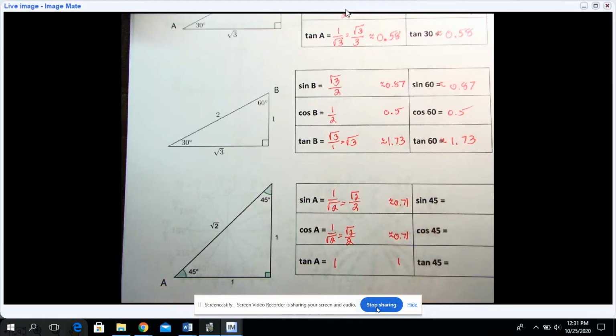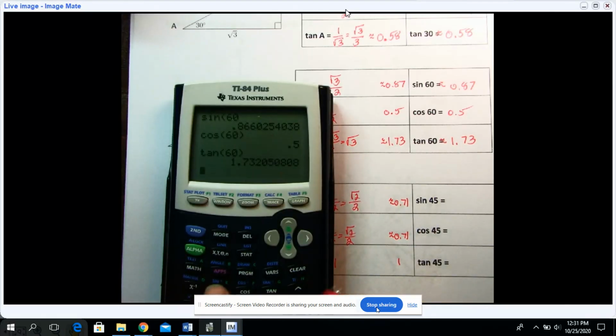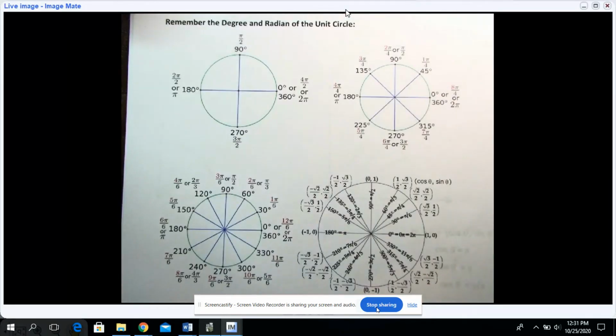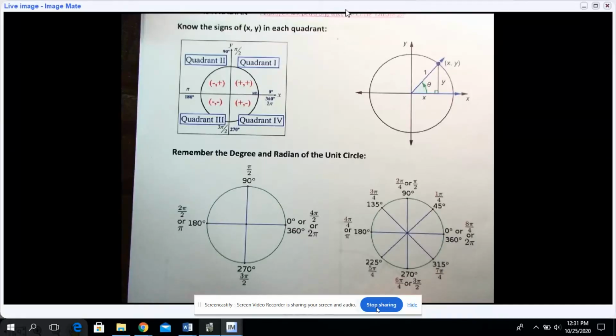So in the calculator, if I put sine of 45, I get approximately 0.71. The cosine of 45, approximately 0.71. And then the tangent of 45 equals 1. So we get the same thing. Again, these are exact answers, and these are approximate answers. So we always have to be able to find exact answers.